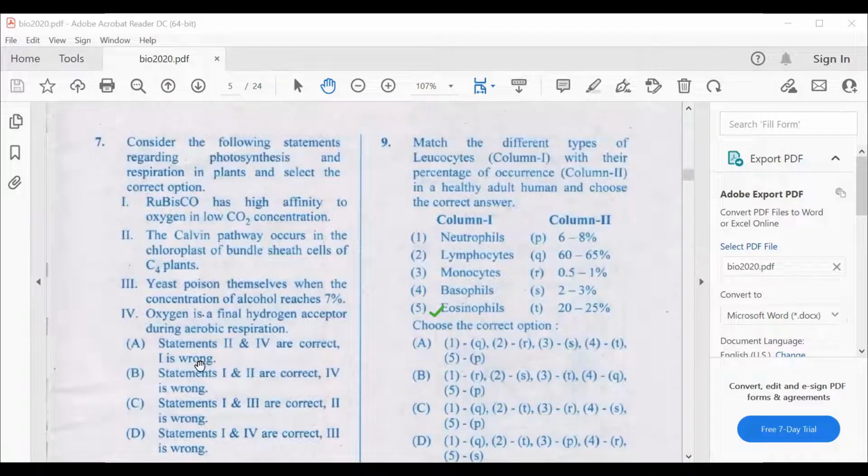So here the options are given. Read the options by yourself and answer. 7th question. Tasmia said it as option D. So she said statements 1 and 4 are correct. Third is wrong.